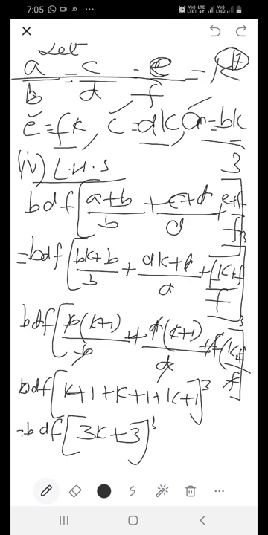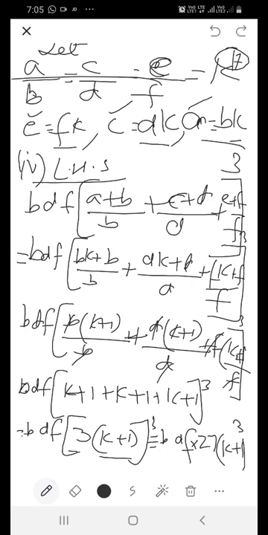Now from here I can take 3 common. It will be K plus 1. Now give cube to 3 as well as K plus 1. What will it become? BDF, 3 cube will be 27 and K plus 1 whole cube.